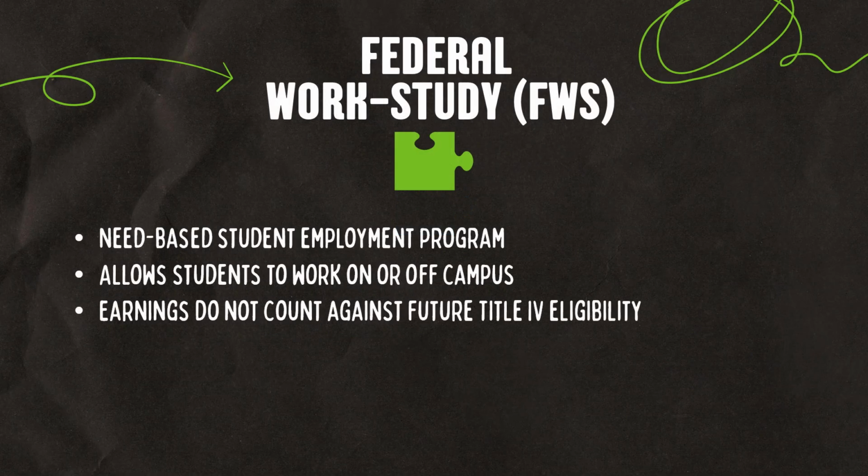The Federal Work Study Program is a need-based student employment program. It allows students to work on or off campus, and earnings do not count against future Title IV eligibility. At Laurel Ridge, the hourly rate is currently $8 an hour, and enrollment for at least 6 credits during the semester is required. Your work assignment typically will be assigned by the requesting department, and they set the hours per week needed. If you receive a Pell Grant and wish to be considered for this program, please contact the Financial Aid Office to complete the application process.